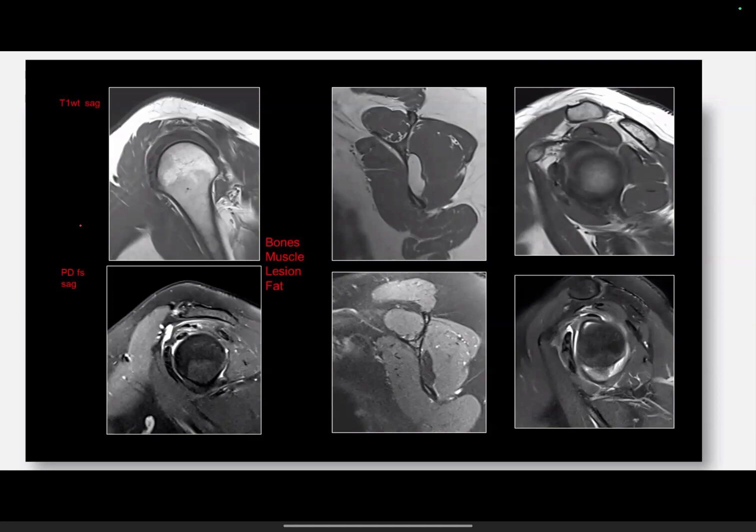Then T1 sagittal and PDFS sagittal images are to see mainly bone, muscles, any lesion or any fat signal intensity. You can see in these first and second images a fat signal intensity lesion within the infraspinatus muscle, and it is showing fat suppression on the PDFS images. So basically it is to see any lesion and to see the muscle bulk.